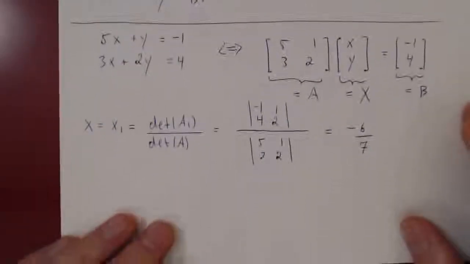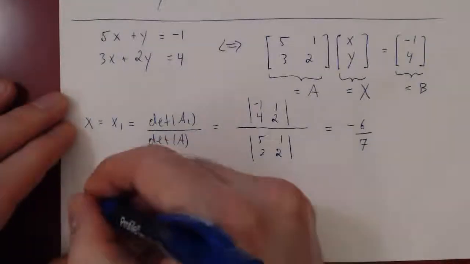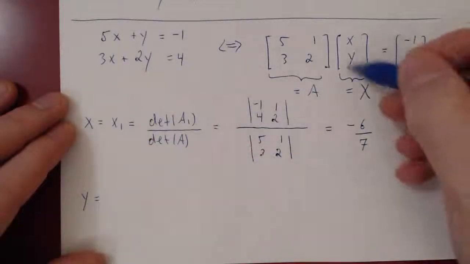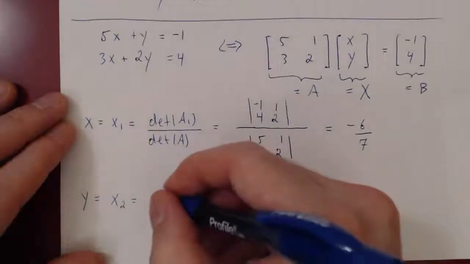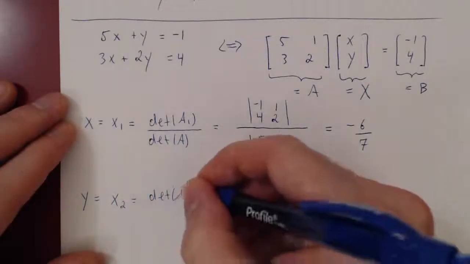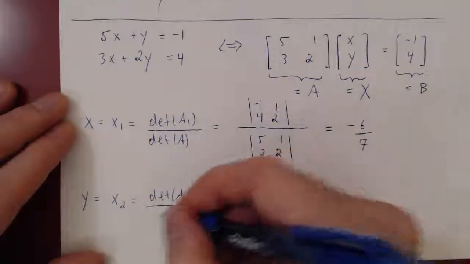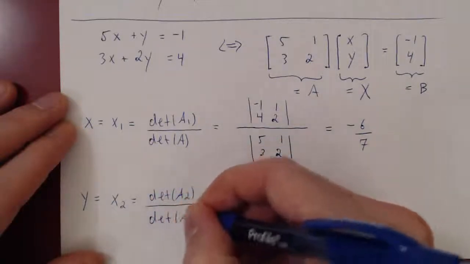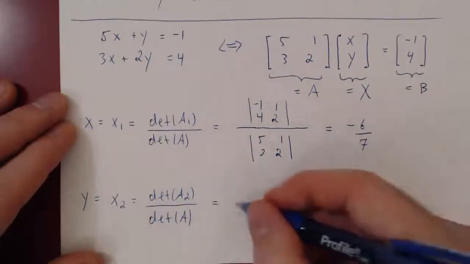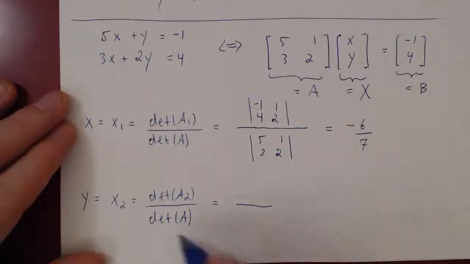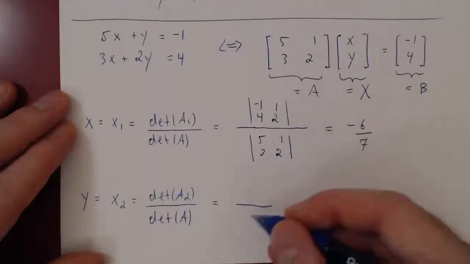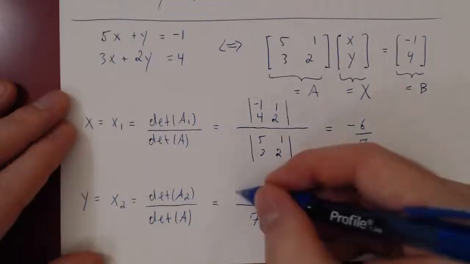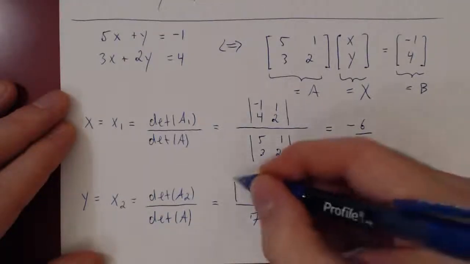Let us now solve for y. Well, y is the second variable, so it equals x2. And x2 is quite simply the determinant of A2 over the determinant of A. Now we already found the determinant of A. It's equal to 7. So don't do that again. It's over 7. Determinant now of A2.